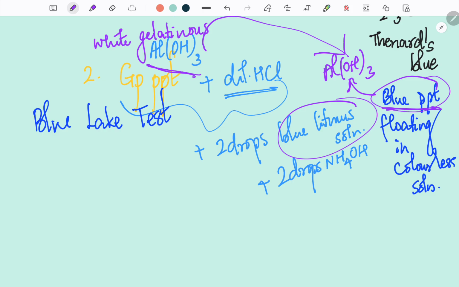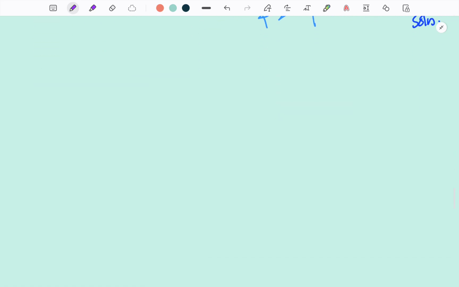So actually the blue precipitate is not blue in color, it is white in color. However, due to the addition of blue litmus, the white color changes to blue. So that blue precipitate is still aluminium hydroxide. It is still a white gelatinous precipitate, but it appears blue because we are adding blue litmus. That's all about group 3. Now we can move on to group 4.